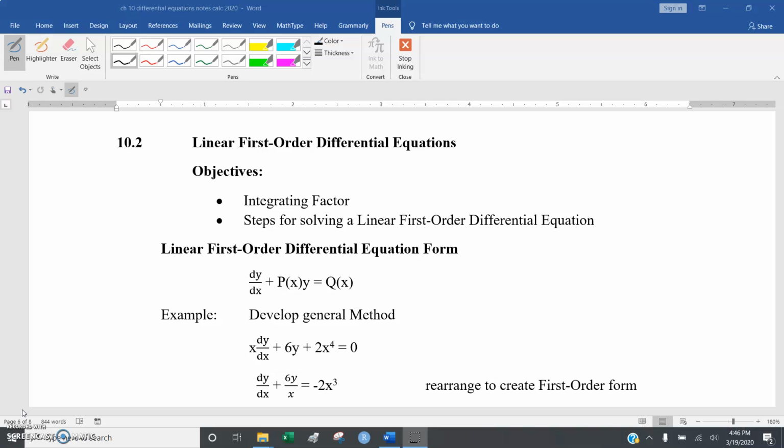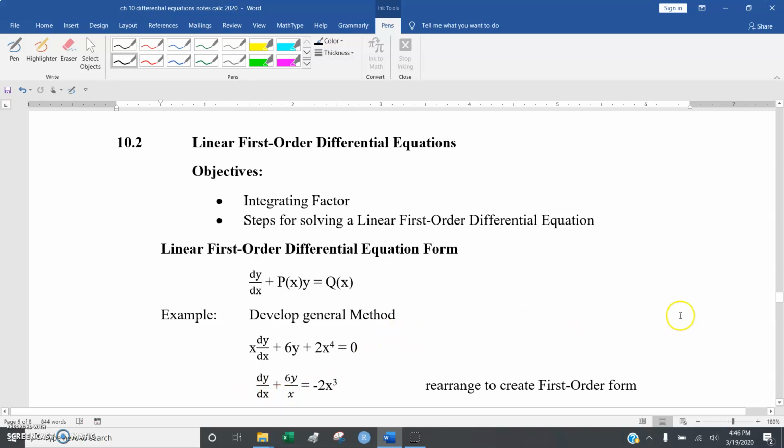10.2 is very similar to 10.1 as it's a differential equation. The difference here is that it's considered a first-order differential equation, which means we need an integrating factor. I will show you in the second part how to find the integrating factor. The first part, we're just going to go over what the form looks like and how you actually run the problem.